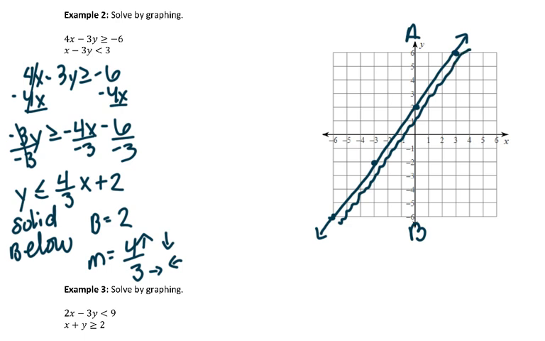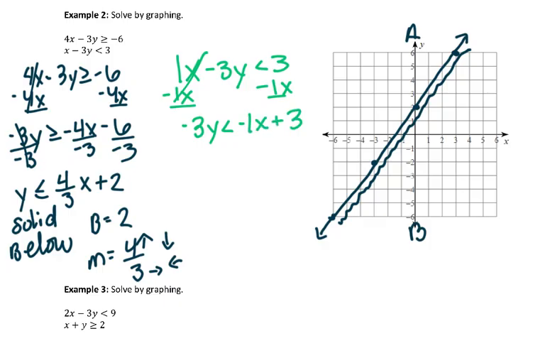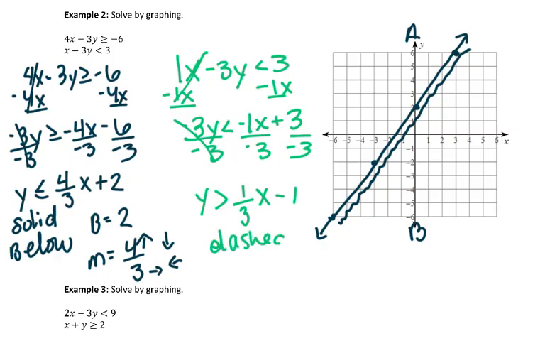Then I'm going to do my second one. So 1x minus 3y less than 3. So I'm going to subtract 1x. -3y less than -1x plus 3. Divide by -3, which again, if you divide by a negative, you got to flip the inequality symbol. It's +1 over +3x, and then it's -1. So we have dashed this time, and above. B is going to equal -1, and M is going to equal 1/3.